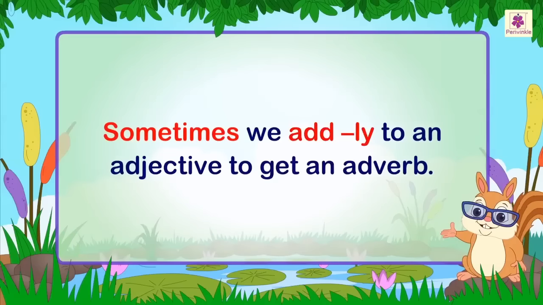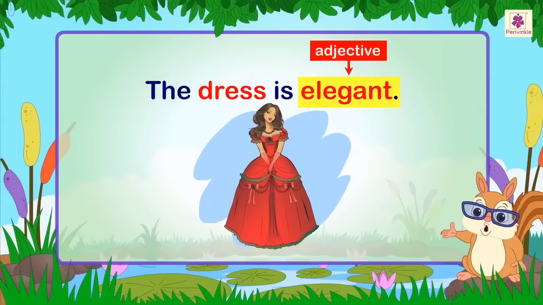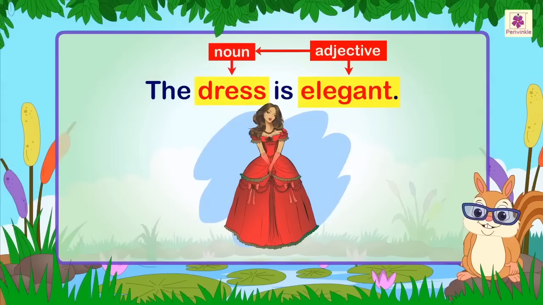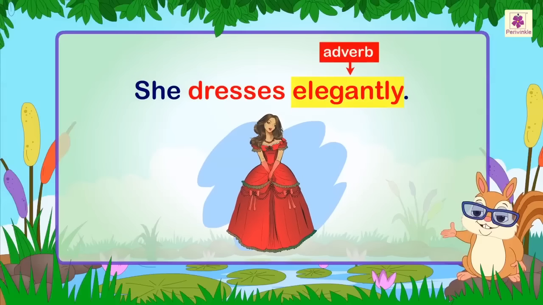Sometimes, we add ly to an adjective to get an adverb. The dress is elegant. Here, elegant, an adjective, describes the dress, which is a noun. She dresses elegantly. Here, elegantly, an adverb, describes the verb dresses.